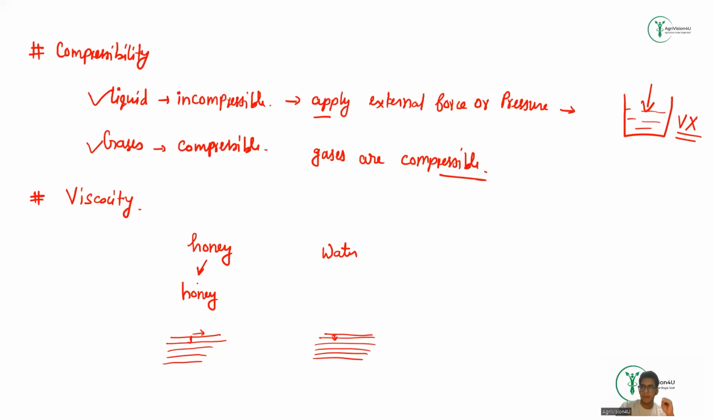Because between the parallel surfaces, or the layers, of the honey, the resistance force is higher. So the resistance force prevents the honey from flowing, whereas in case of water, the resistance between the layers is very low. That's why it can flow smoothly. That's why water is less viscous compared to honey. Clear?